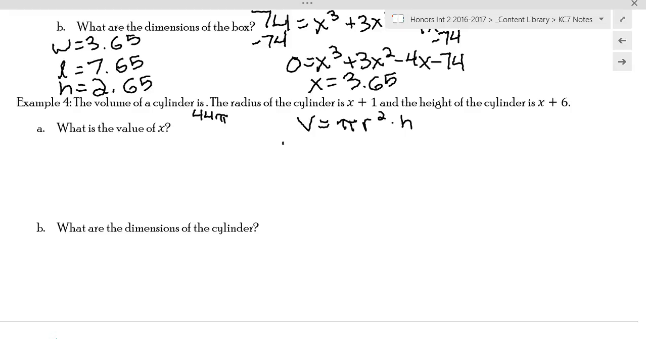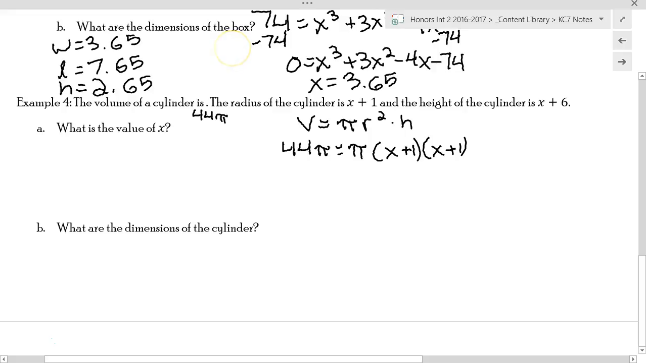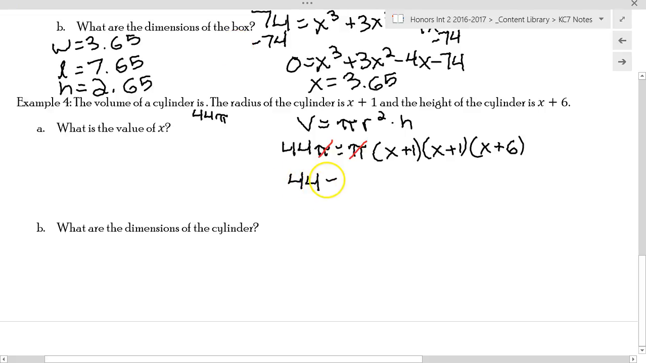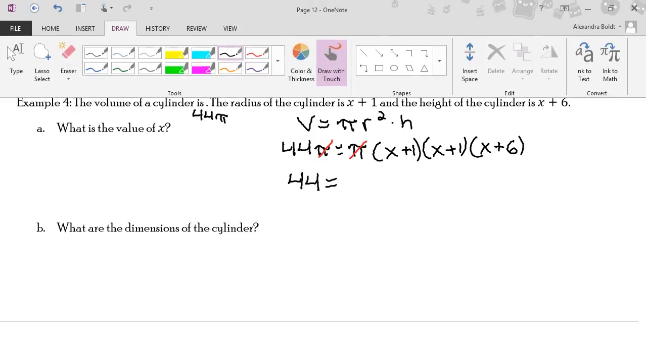So my volume is 44 pi equals pi times r squared. Alright, well my radius is x plus 1. So x plus 1 squared is really just x plus 1 times x plus 1. And my height is x plus 6. Okay? And now the problem is really just the same. The first thing I'm going to do, though, is get rid of this pi. There's a pi on both sides. Just take it out. We don't even need it.